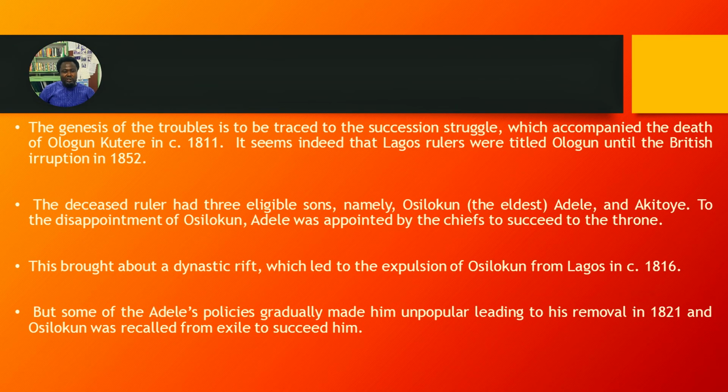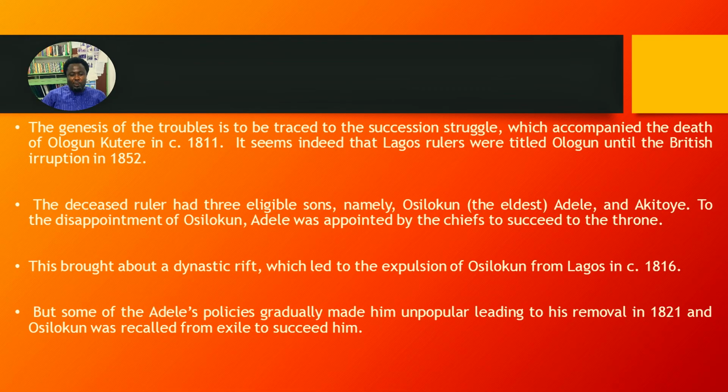The genesis of the troubles is to be traced to the succession struggle which accompanied the death of Ologun Kutere in 1811, who was the Oba of Lagos. It seems indeed that Lagos rulers were titled Ologun Kutere until the British eruption in 1852. The deceased ruler had three eligible sons, namely Osilokun, the eldest, then Adele and Akitoye.